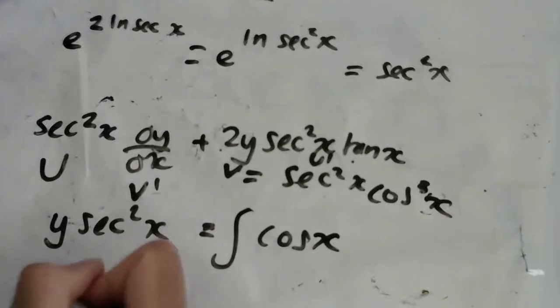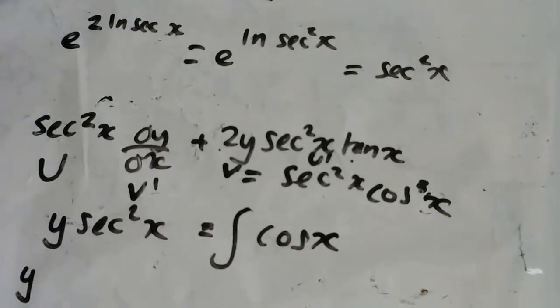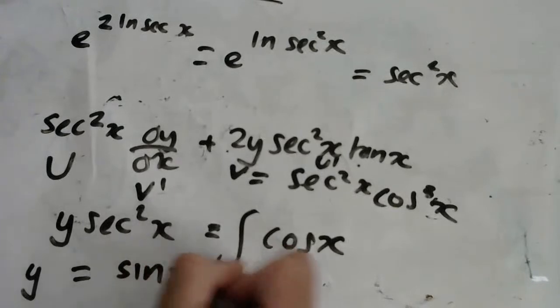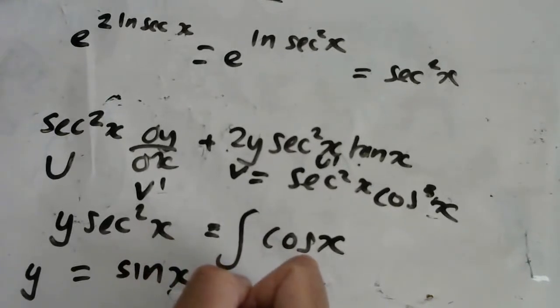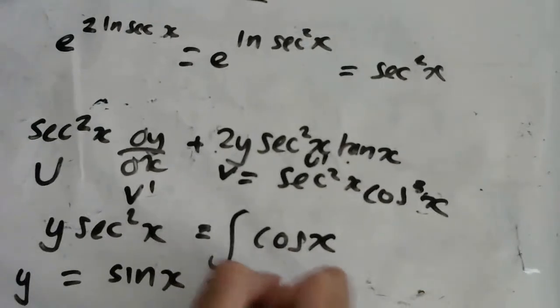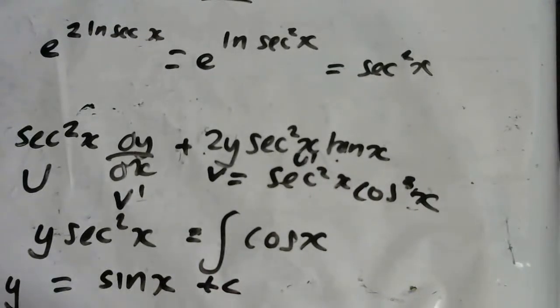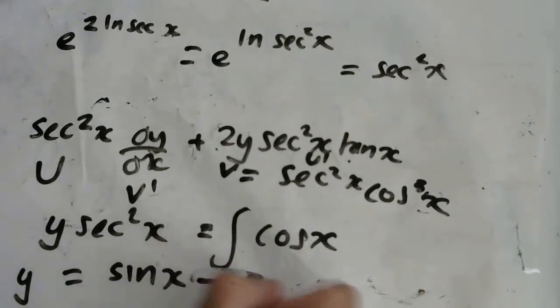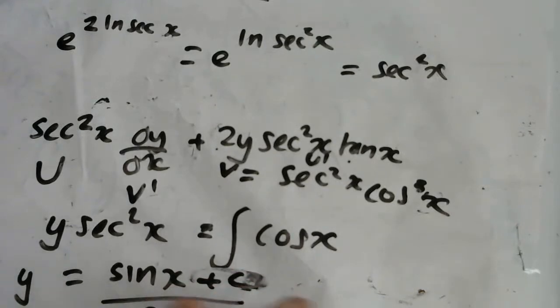So you've literally got y equals, I don't think you can see any of this now. Can you see any of this? Y equals, the integral of cos is sine. So it's going to be sine x divided through by sec squared x. Dividing by sec squared is like times by cos. So you get y equals sine x plus c over sec squared x. All right.